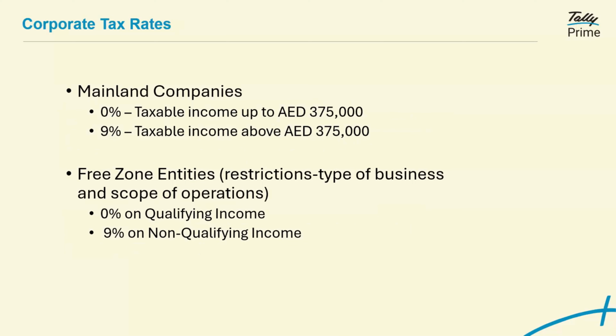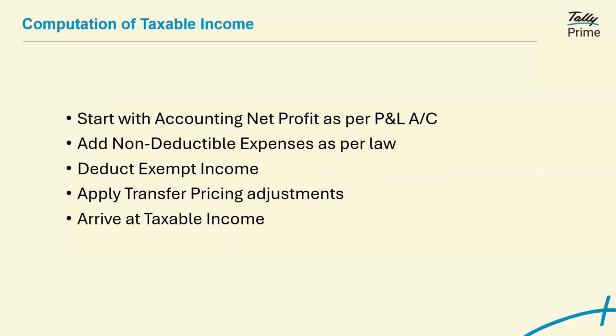As we all know, corporate tax is a single standard 9%, which is applicable on the taxable income above 3,75,000. If your taxable income for the period is up to 3,75,000, then it is 0%. And for those companies that operate in free zone and not on the mainland, it basically has a two-way bifurcation. It is mainly based on the nature of business. So we'll discuss more about free zone entities in the upcoming slides.